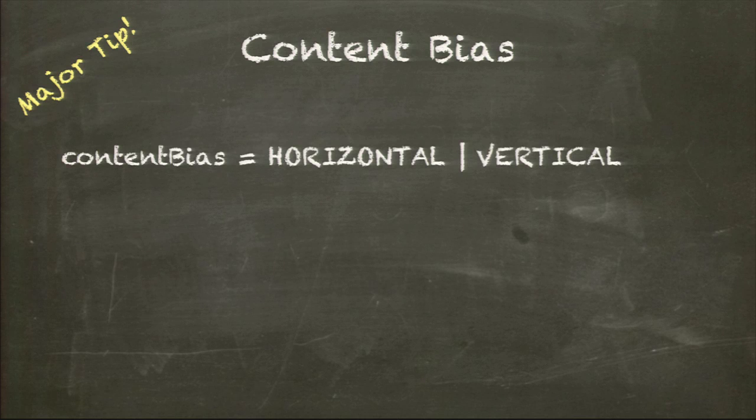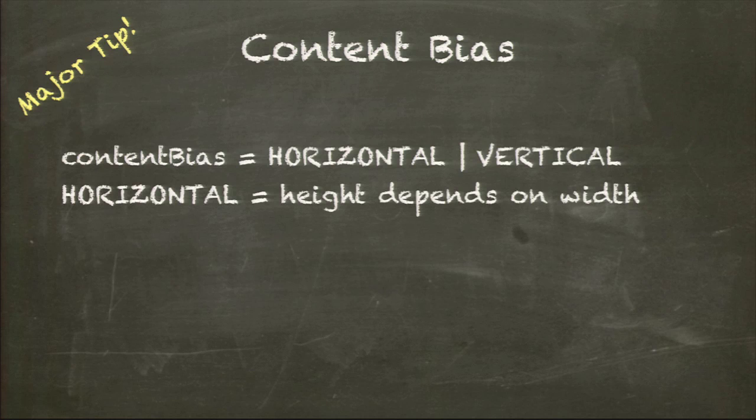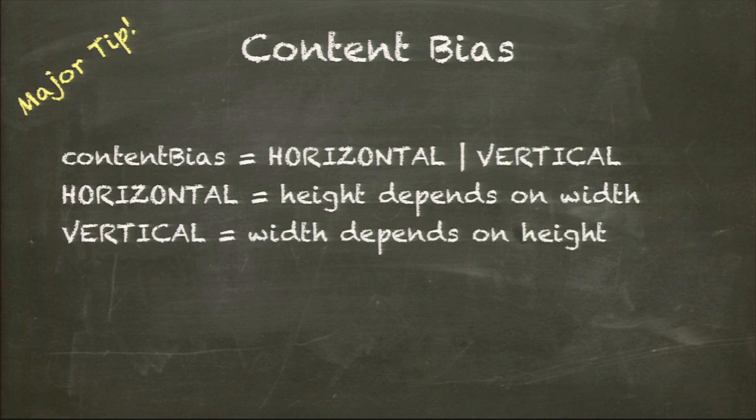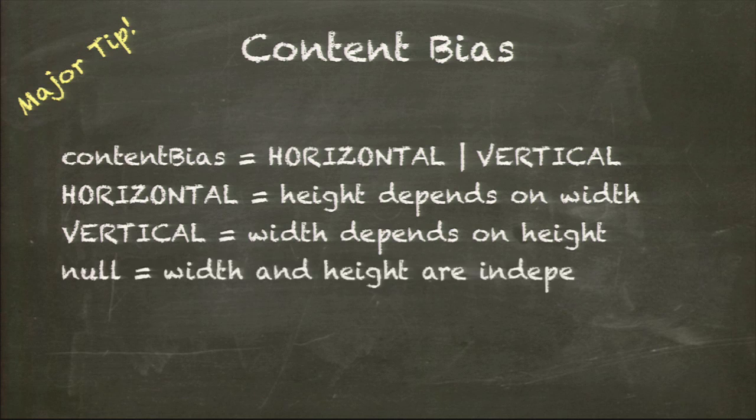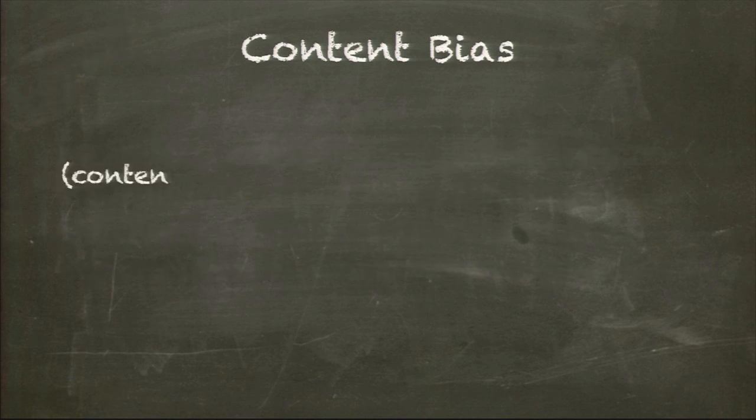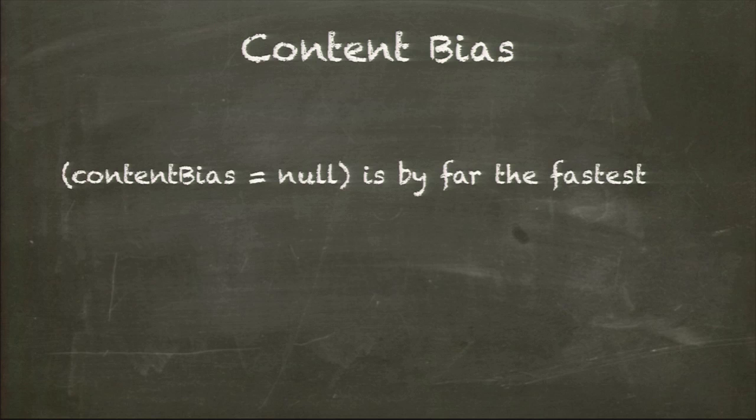So the content bias of a node is either horizontal or vertical. And what that means is which way, horizontally, are you more important and your height depends on it? So does your height depend on your width? If so, you're horizontally biased. If your width depends on your height, then you're vertically biased. You want to be a certain size vertically, but you don't care how wide you are horizontally. So you're biased towards your vertical dimension. Okay? And if it's null, then width and height are completely independent. So content bias is what you would use for handling some of these situations.